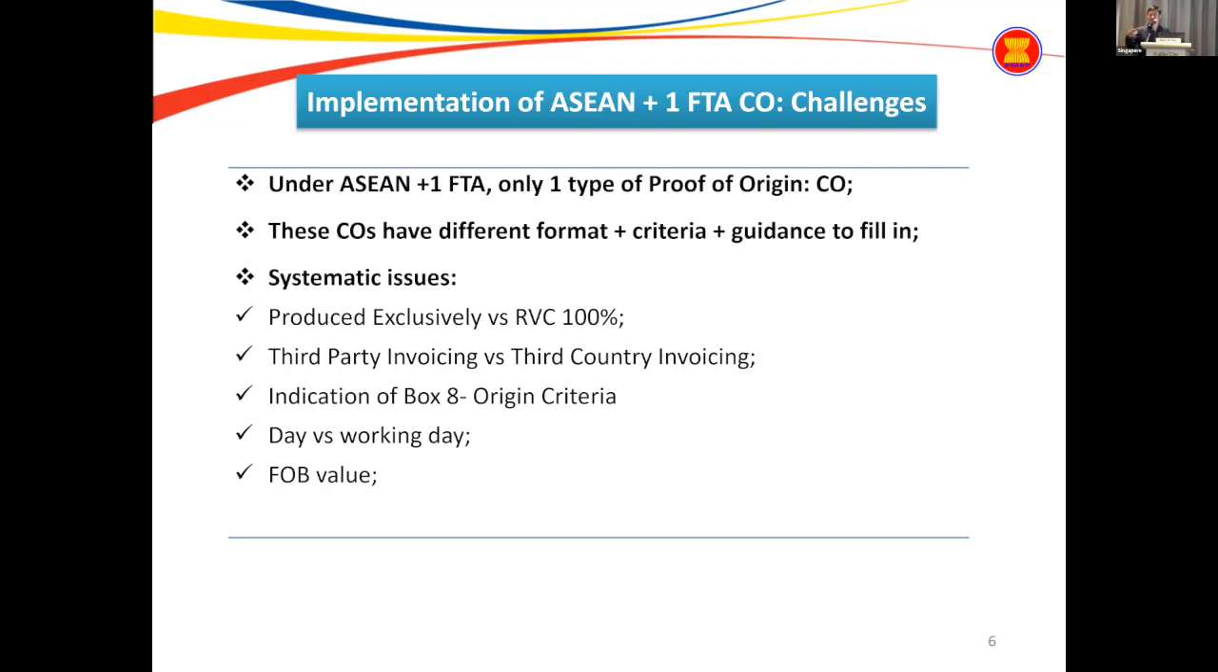So it creates a lot of implementation issues, and it discourages exporters from using it. One of the reasons it discourages you is that you have to remember a lot, you have to do a lot, you have to digest a lot. That's why there is a need for harmonization.